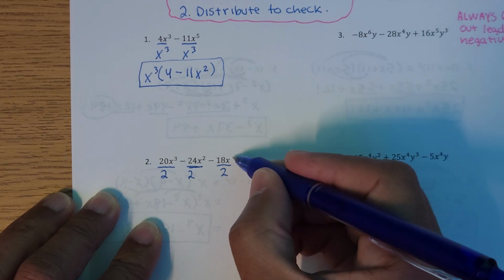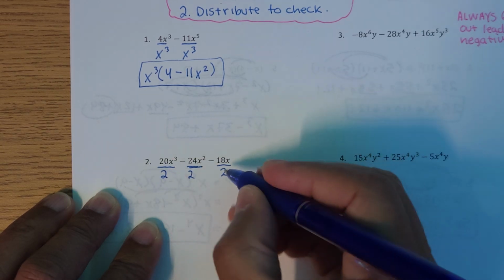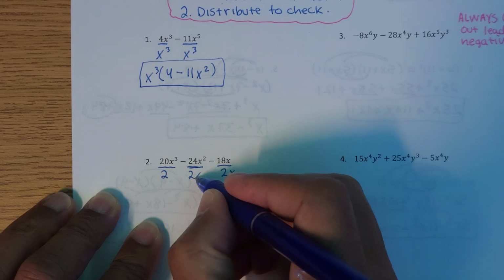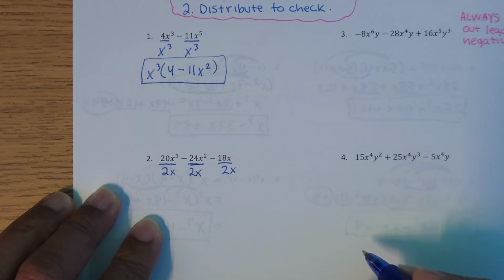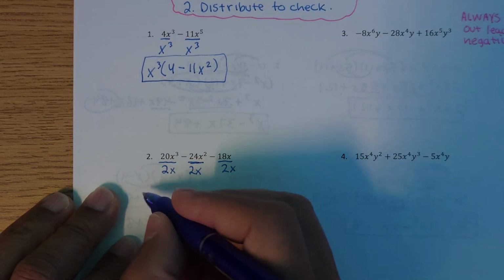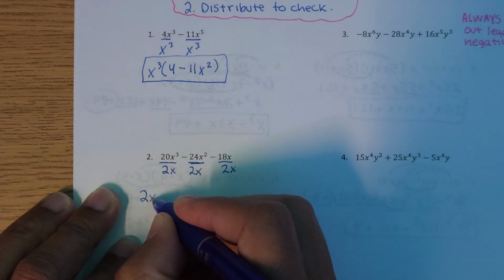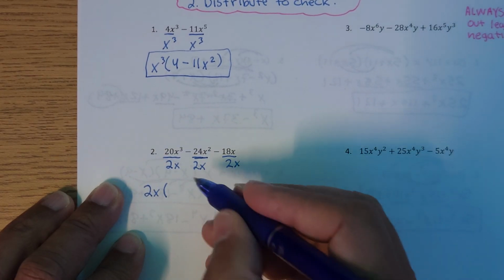Then I notice that this is x to the first, x to the second, x to the third. So then I can factor out a GCF of 2x from each one of those 3 terms. So then here comes the GCF. Then I'm going to open parentheses.